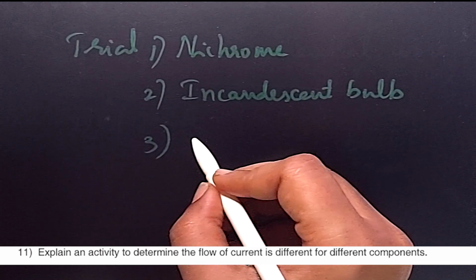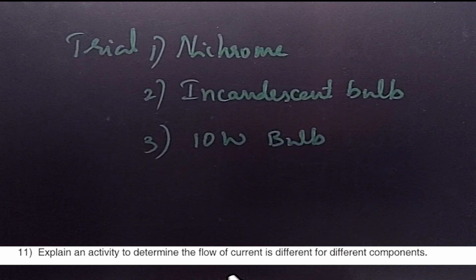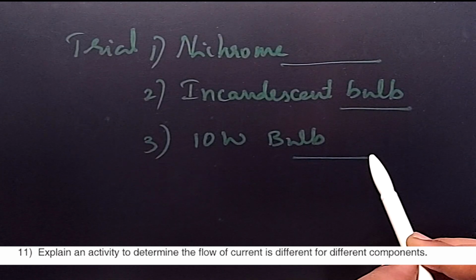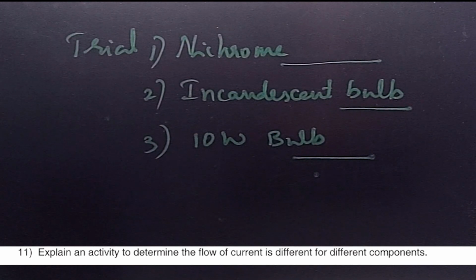Then we use a 10 watt bulb. So the current which is going to be used in each trial will be different. That proves that flow of current is different in different components.